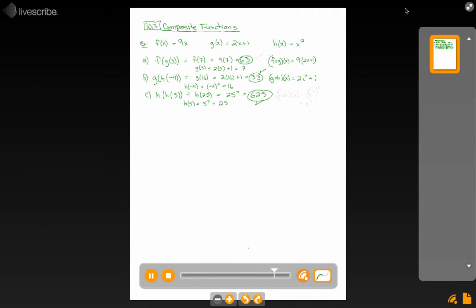And finally the last one, h of h of x is going to say h of x equals x squared, then being squared, which gives you x to the 4. And if you substitute in the numbers that you have in A, B, and C, you will get the same answers. We got 63, 33, and 625 if you put them into those functions.